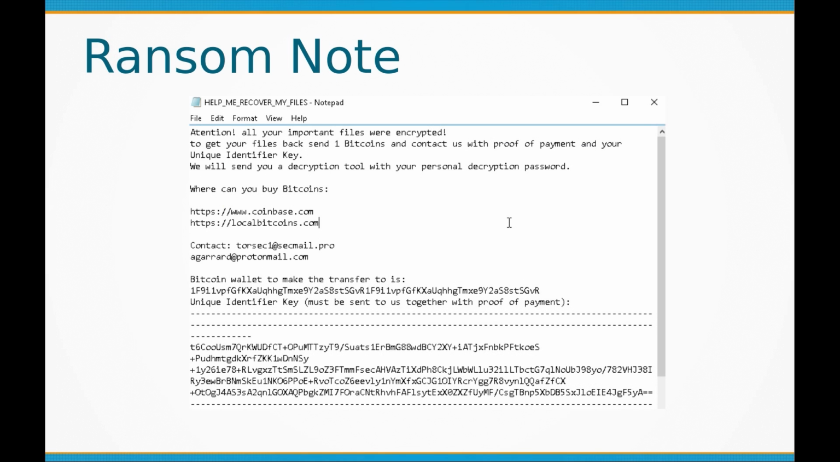And if we take a look at that note, well, it's actually a ransom note. Attention, all your important files were encrypted. To get your files back, send one Bitcoin, which at the time I was playing with this was worth about £6,800. And contact us with proof of payment and your unique identifier key. We will send you a decryption tool with your personal decryption password. It's got the information where you can buy bitcoins. There's an email address and a Bitcoin wallet number.